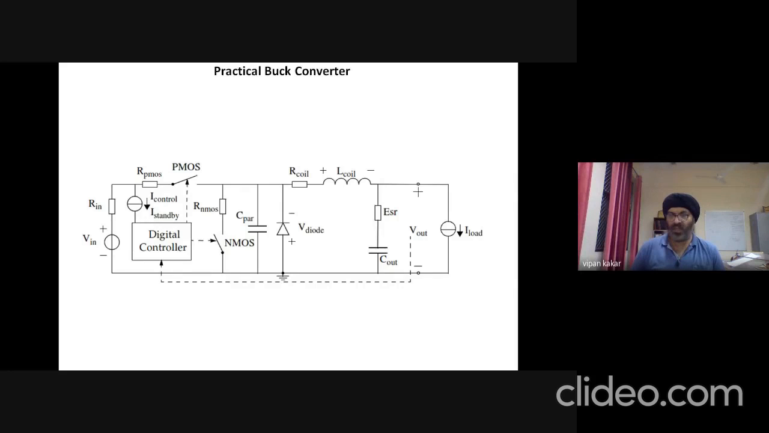This is the output voltage. This is the load current. And now here we have a digital controller. We can also have an analog controller, which we saw in our previous case of buck converter, where a controller was shown in a triangular form. It was an analog controller. Now we can also have a digital controller.